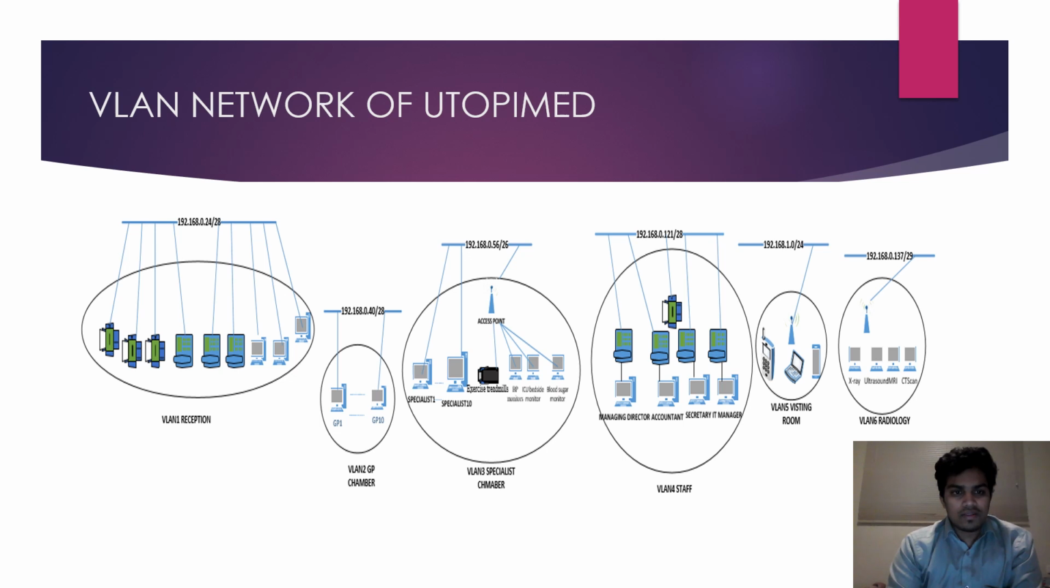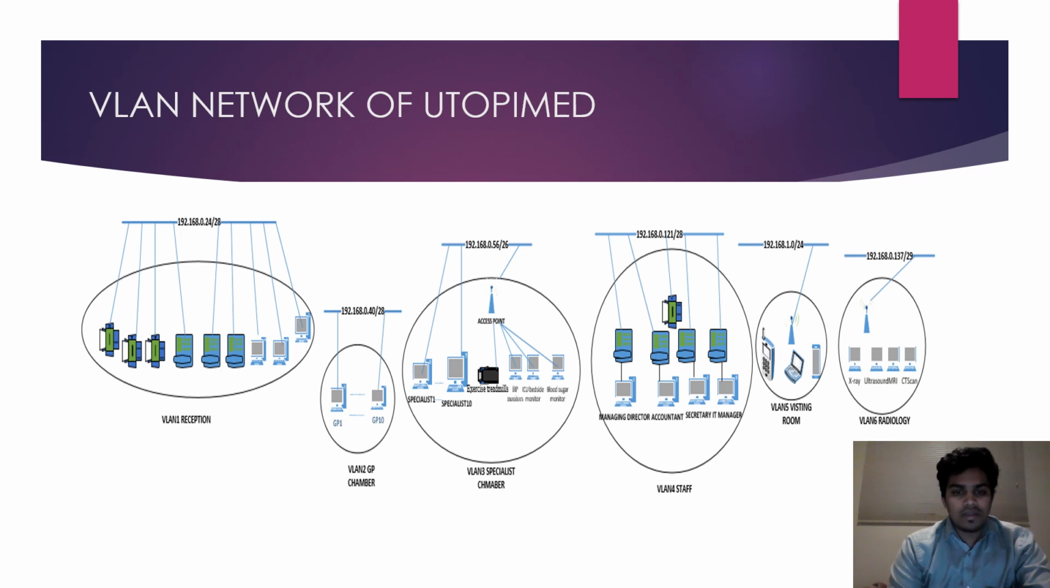These are the VLANs, virtual LAN networks, of Utopimed. We identified 6 main areas where the network has been divided. That is VLAN reception, VLAN GP chamber, VLAN specialist chamber. VLAN reception contains 9 devices, so we're going to use a /28 address, and the same has been done for the GP chamber, in which there are 10 devices. It is also /28, and for the VLAN for specialist chamber, each specialist will have 4 devices.